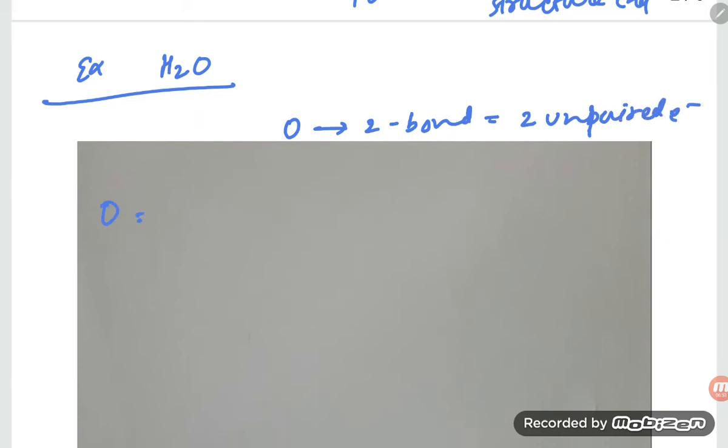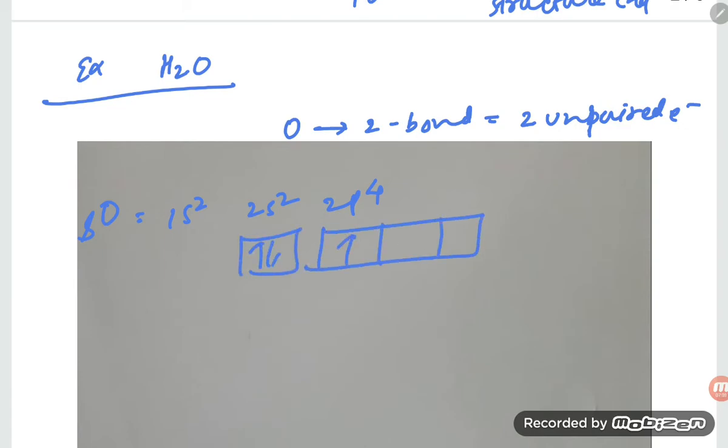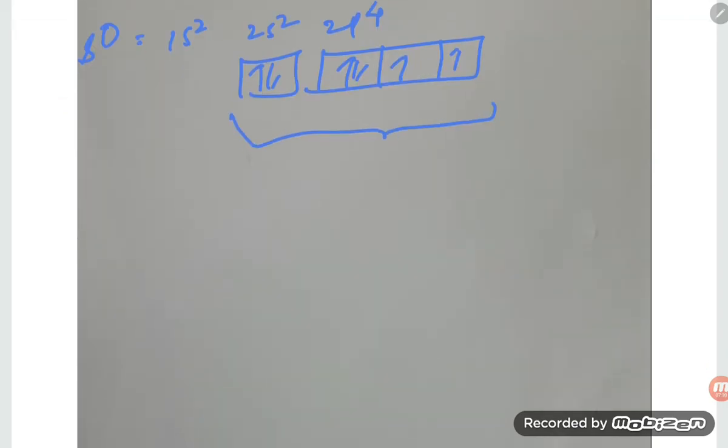So oxygen, atomic number 8: 1s2, 2s2, 2p4. Here is the completely filled orbital, and here how many are there, student? 1, 2, 3 and 4. So 2 unpaired electrons are required, and 2 are already there. So what will it go through, student? sp3 hybridization. So this undergoes sp3 hybridization.